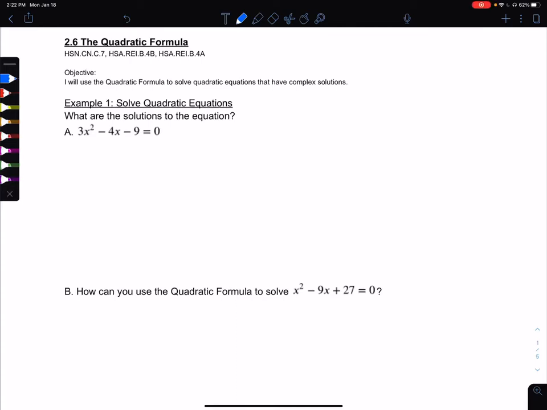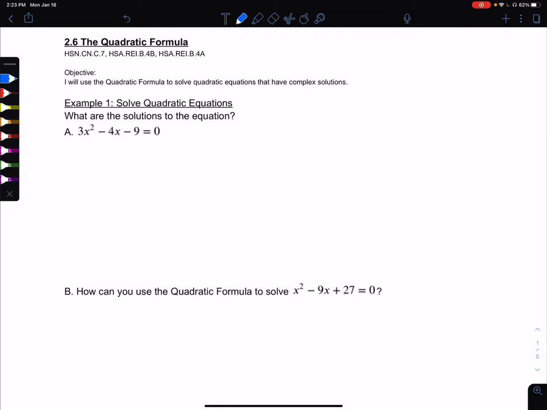Here we're going to look at example 1, solve quadratic equations from section 2.6, the quadratic formula. So our objective really is to use the quadratic formula to solve equations that could potentially have complex solutions. So in problem A, we have 3x squared minus 4x minus 9 equals 0.